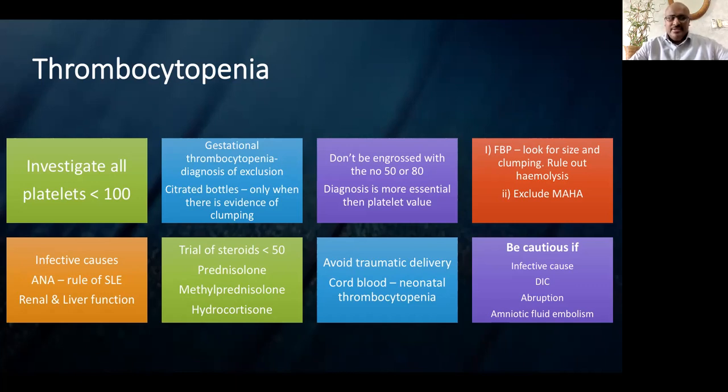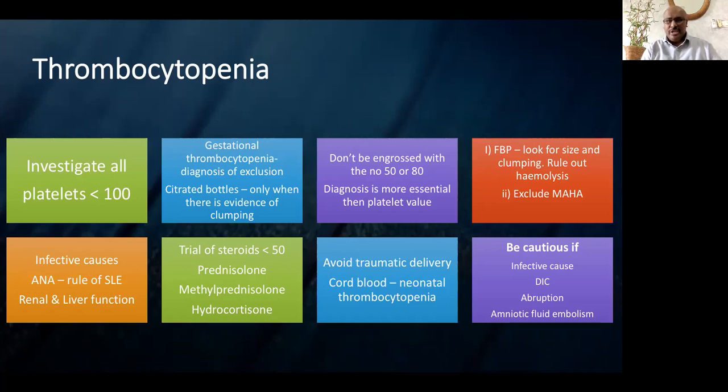And look for renal and liver function as well, because patients with liver cirrhosis may also present with thrombocytopenia. Now, if the count drops below 50, you may have a trial of steroids. All kinds of steroids, prednisolone, methylprednisolone, hydrocortisone are safe in pregnancy. The placental transfer is insignificant. However, it is important to avoid traumatic delivery.